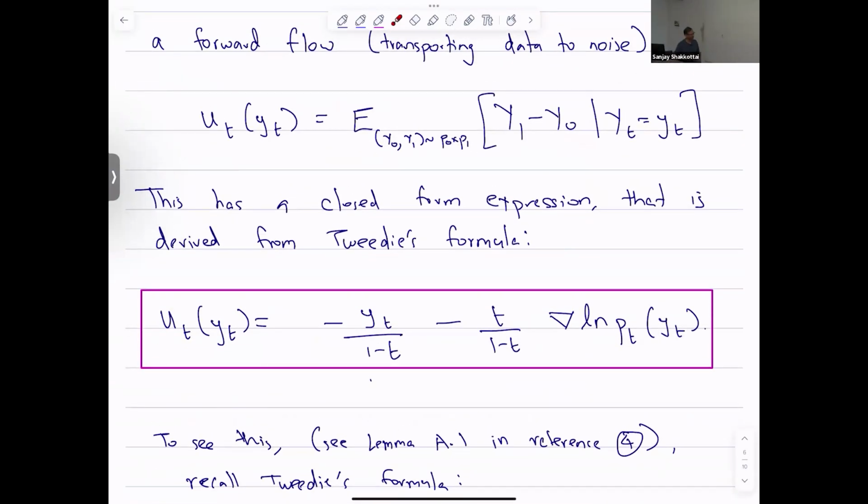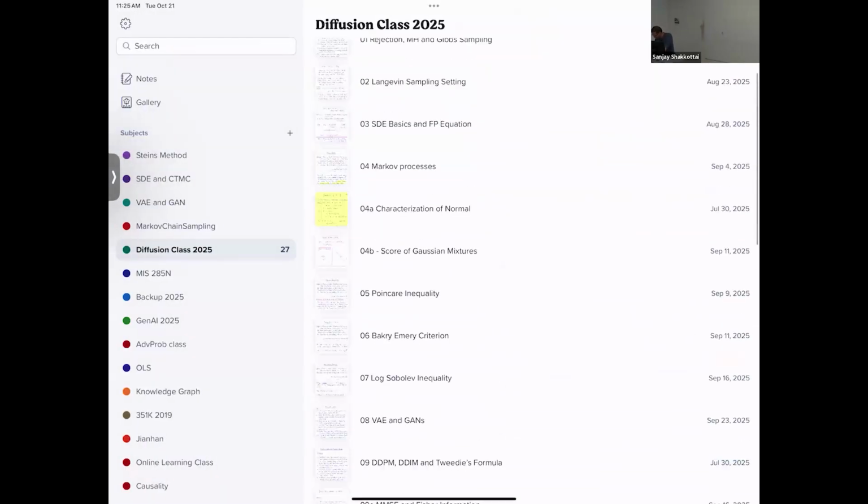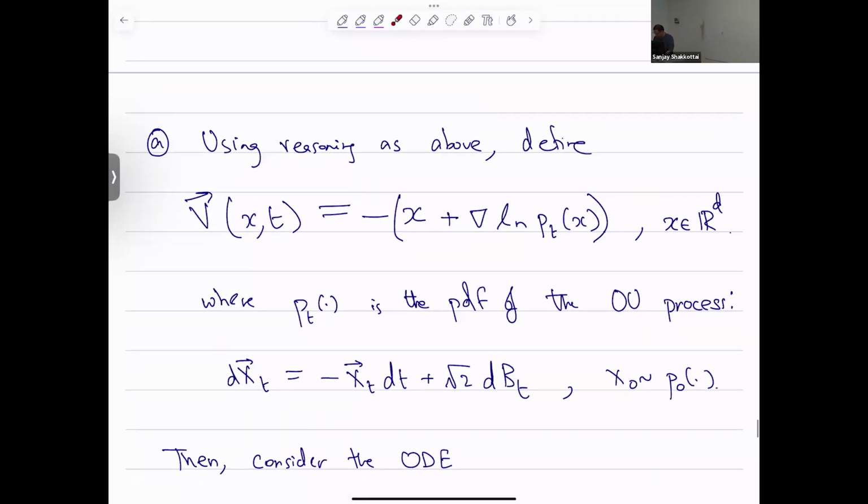The claim is that ut is nothing but this: minus yt by 1 minus t, minus t by 1 minus t, grad log pt of yt. Look at this for a minute. This is very, very similar to the DDIM equation. What is the DDIM equation? This is the forward moving from data to noise. Let's go back to DDIM. This is the DDIM thing: negative of x plus grad log pt of x.